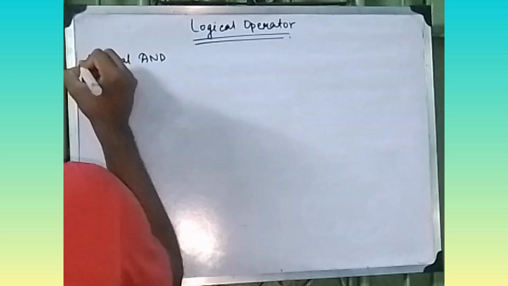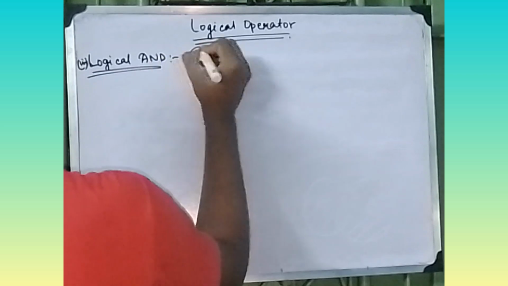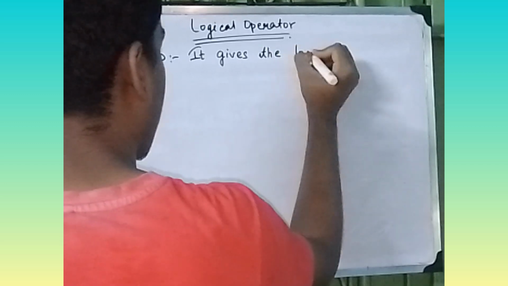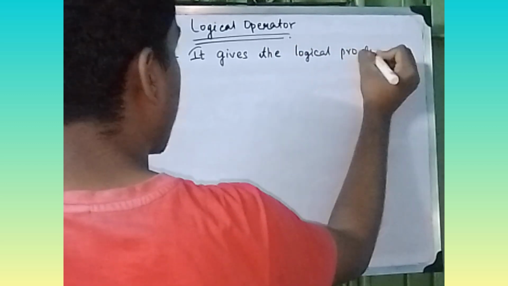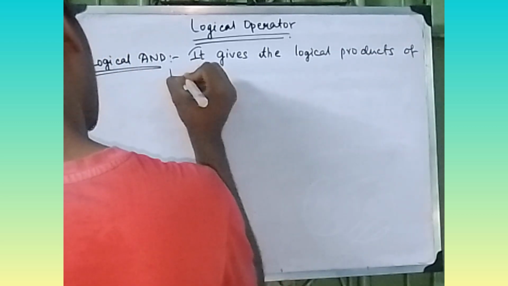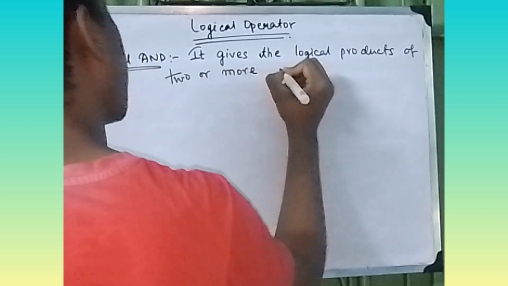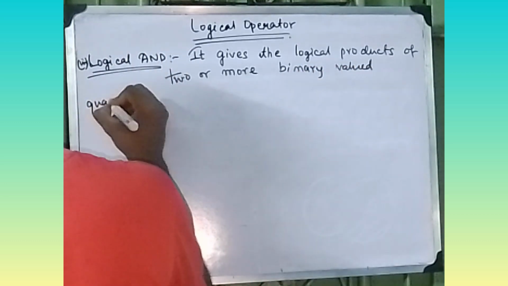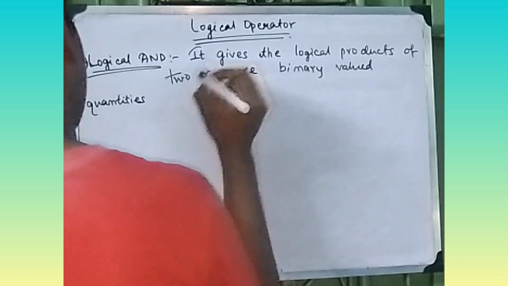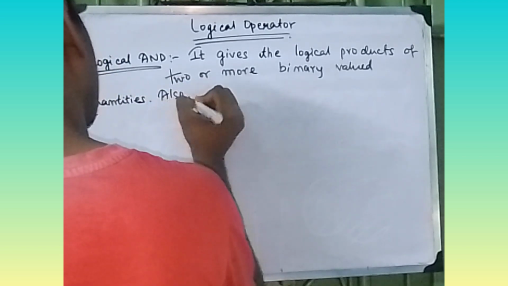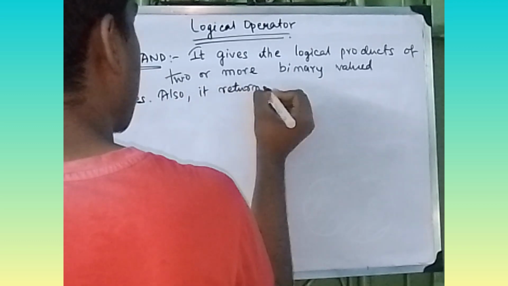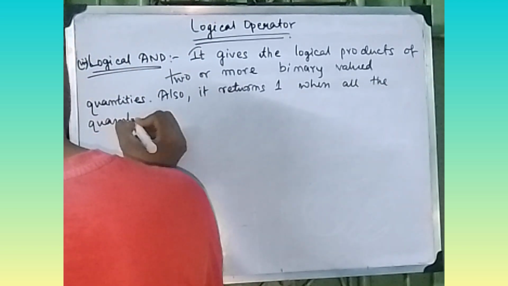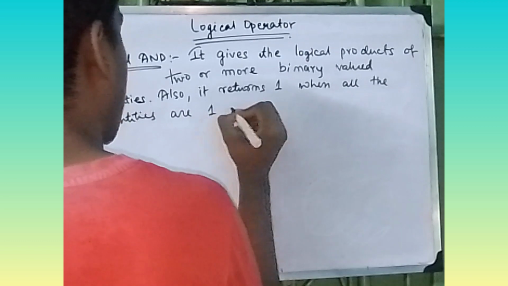Let's move to our third and the last type of the basic logic gate, which is logical AND. The AND operator results in logical product of two or more binary valued quantities. It is denoted by a dot sign. Generally, in this truth table, it returns 1 when all the input values are 1, otherwise it returns 0. It is generally represented by a dot sign.